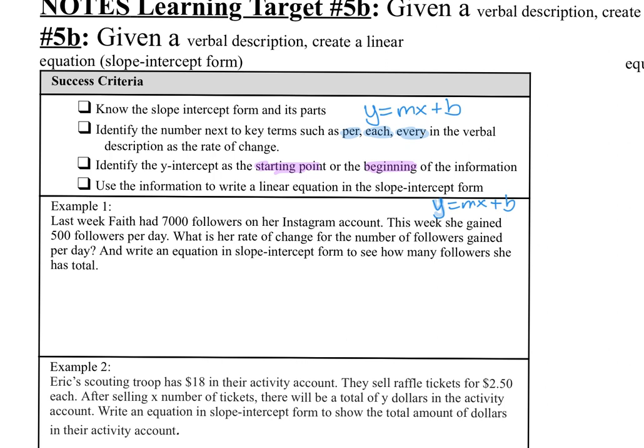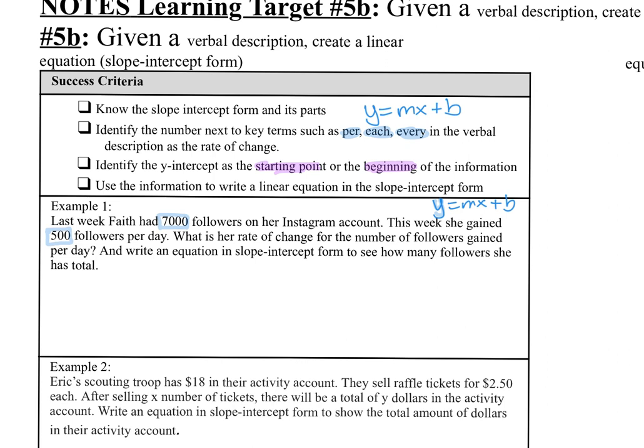All right, example 1. Last week, Faith had 7,000 followers. That's a number we're probably going to underline. We don't know what we're going to use it for yet. On her Instagram account. This week, she gained 500 followers per day. What is her rate of change for the number of followers gained per day? And write an equation in slope-intercept form to see how many followers she has total.